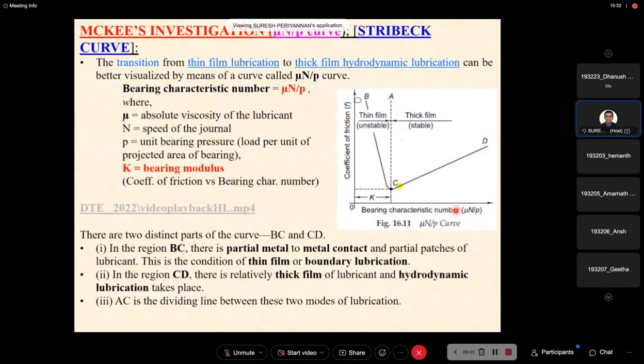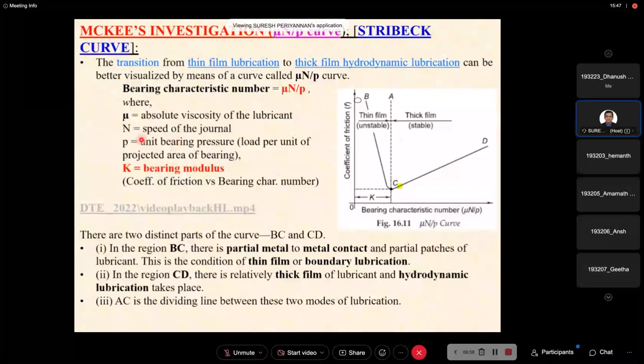This is the characteristic number, and this is unitless. Okay, unitless. Now, see here, the transition from thin film lubrication to thick film hydrodynamic lubrication can be better visualized through this curve.